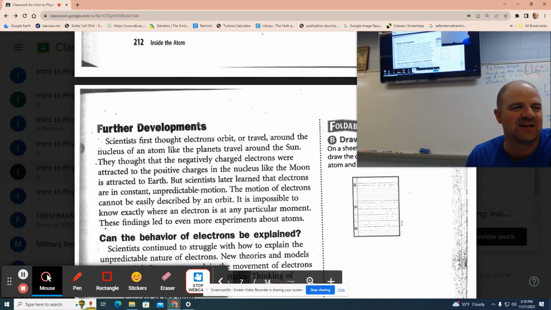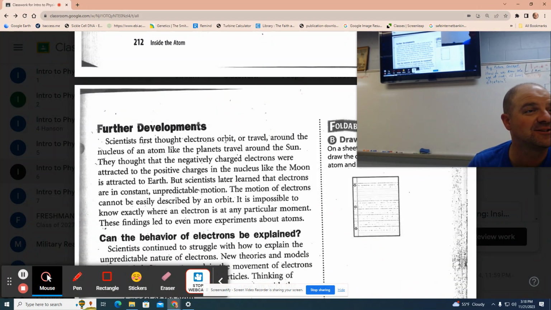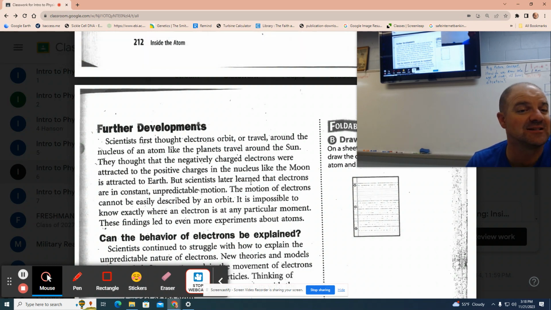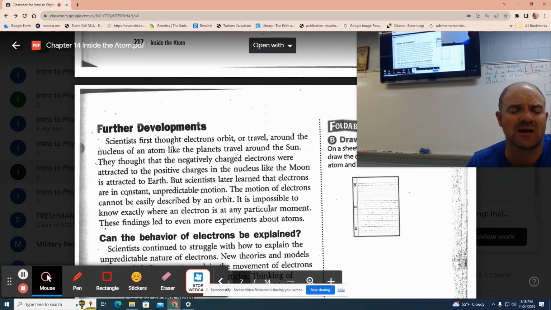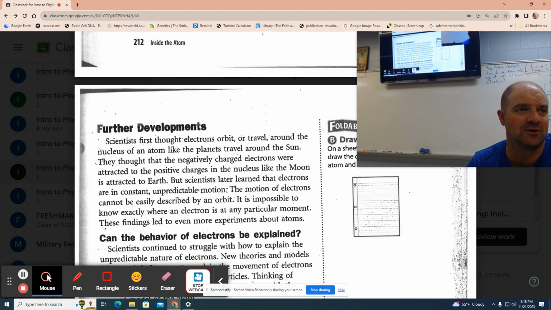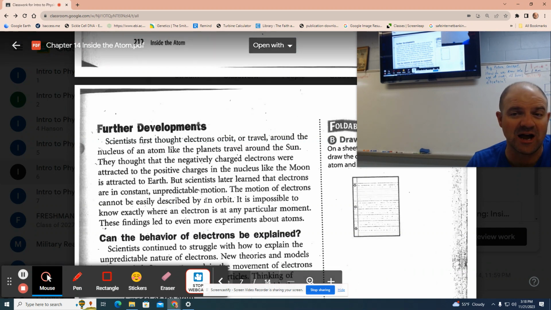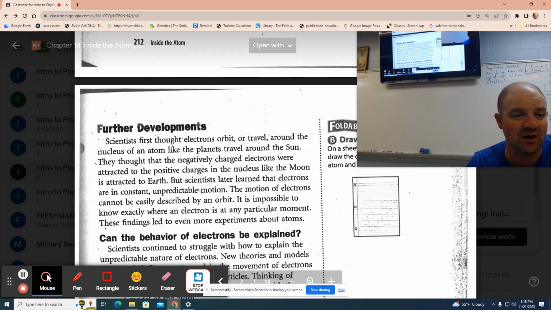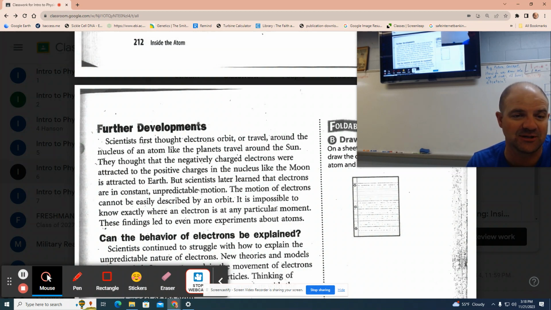Further developments. Scientists first thought electrons orbit or travel around the nucleus of an atom, kind of like the planets travel around the sun. They thought that the negatively charged electrons were attracted to the positive charges of the nucleus, like the moon is attracted to the Earth by gravity. But scientists later learned that electrons are in constant, unpredictable motion. They're just flinging around. The motion of electrons cannot be easily described by an orbit. It is impossible to know or predict where an electron is or will be at any particular moment.